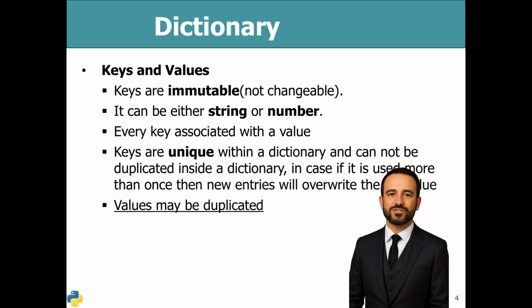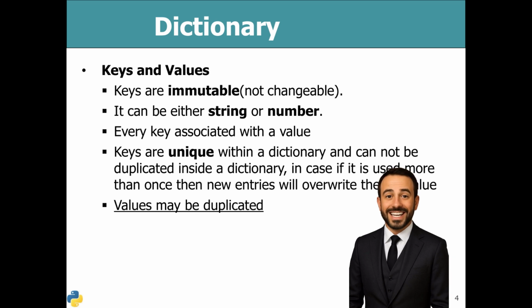It's absolutely crucial to remember that keys must be unique within a dictionary. This means you cannot have two identical keys. If a key is used more than once during dictionary creation or modification, the new entry will simply overwrite the old value associated with that key. This behavior ensures that each key always maps to the most recently assigned value, preventing ambiguity.